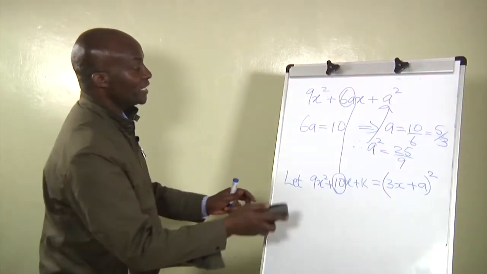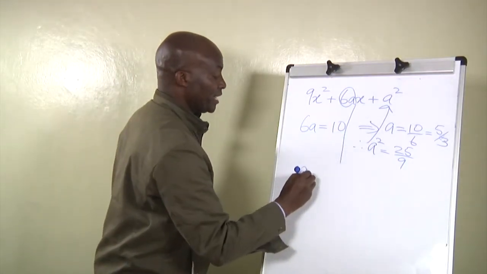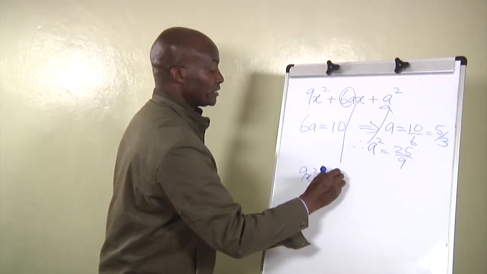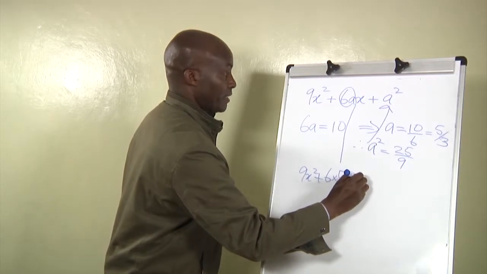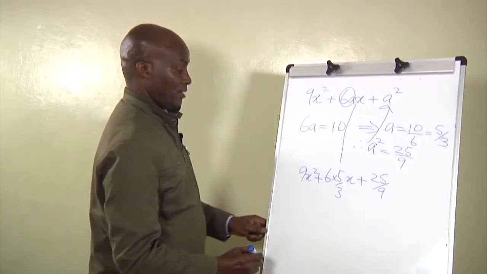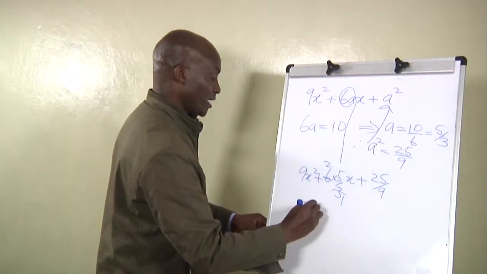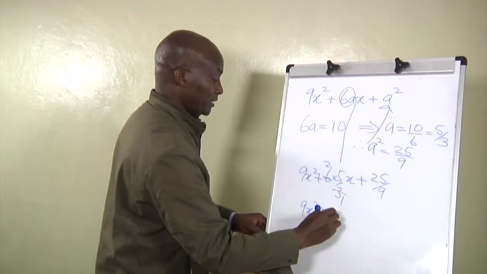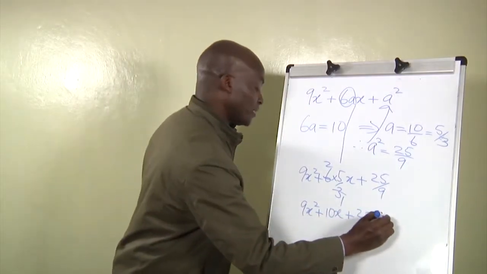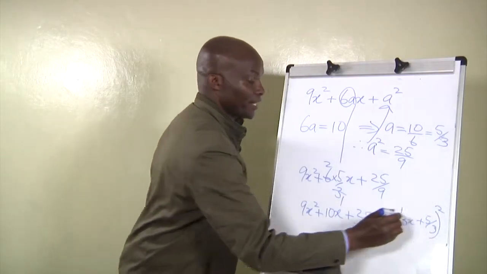And therefore, we can write this expression as 9x squared plus 6 times 5 over 3 x plus 25 over 9. You cancel that, and this becomes 9x squared plus 10x plus 25 over 9. And this will be a perfect square, which can be written as 3x plus 5 over 3 whole squared.